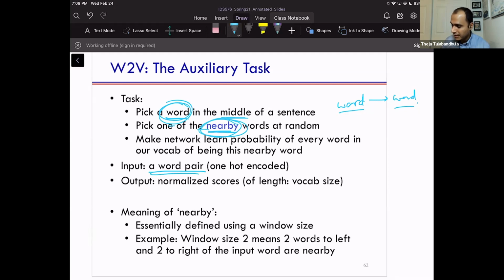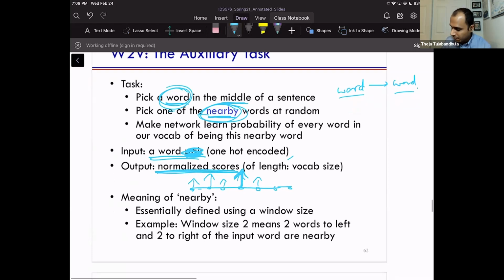So the input is a word, and the output is a word. I'm saying normalized scores here, but just think of the output as a bunch of scores, one for each word. The word which is the right word should have the highest score. Very similar to classification: if the output has to be label number 3, then you want the score to be highest for that label and everything else to be close to 0. That's what I meant by output here.